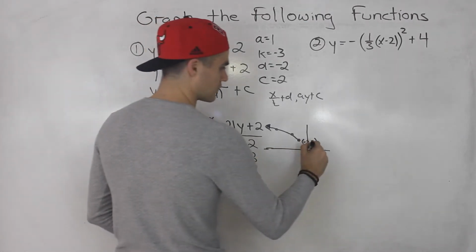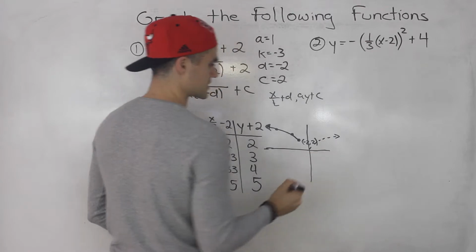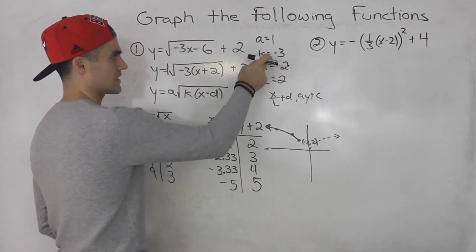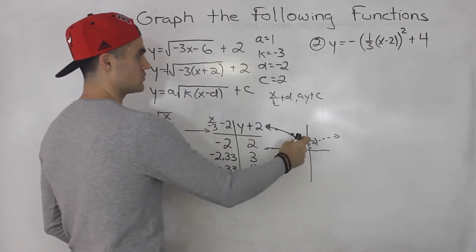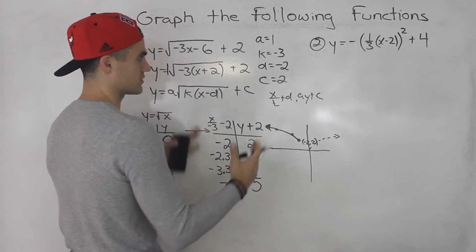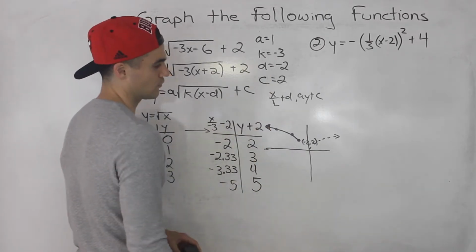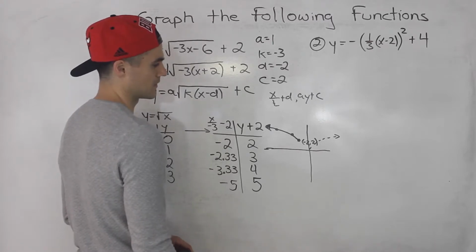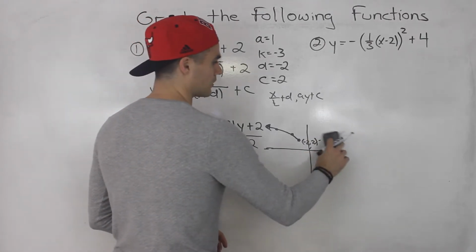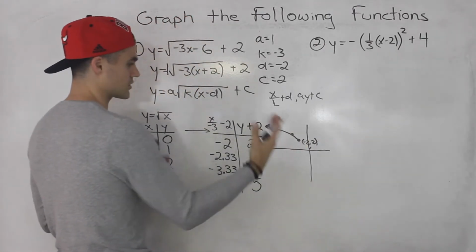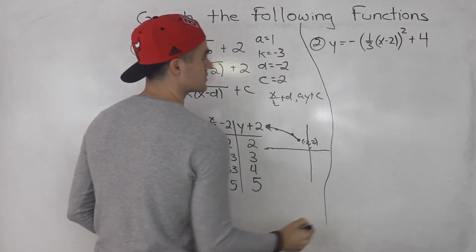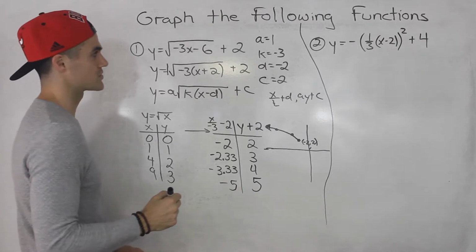So basically we took the parent function, which is like that. We flipped it in the y-axis because the k value is negative. Then we shifted 2 to the left, 2 up, and we also horizontally compressed it by a factor of 1 over 3. So that there is the transformed function. You may want to make your graph look a little nicer, a little bigger, and you may want to label all of the points just to make sure you get full marks.